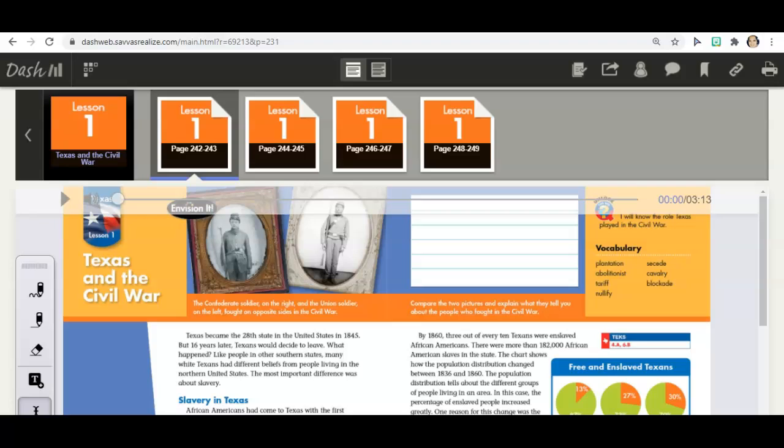We're going to be reading about Texas in the Civil War. The lesson before this was about the Mexican War and how the United States and Mexico were fighting over where the borders should be to figure out Texas land, and Texas belonged to the United States at that time. So we're continuing from there and moving on to Texas in the Civil War.